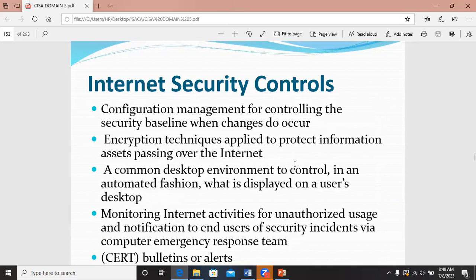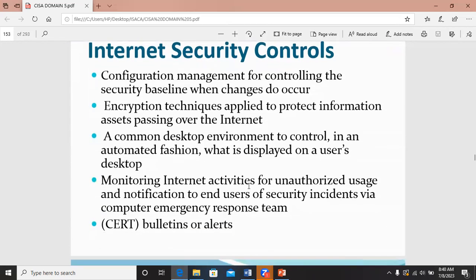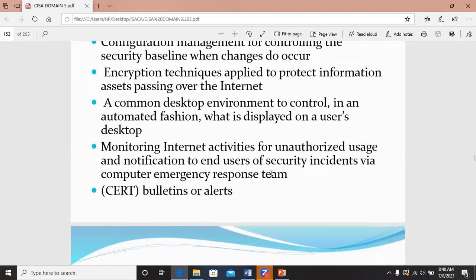The security administrator or the network administrator should have the facility to know what is on your desktop. There are technologies for that. Then monitoring, of course, like I said, is very important.